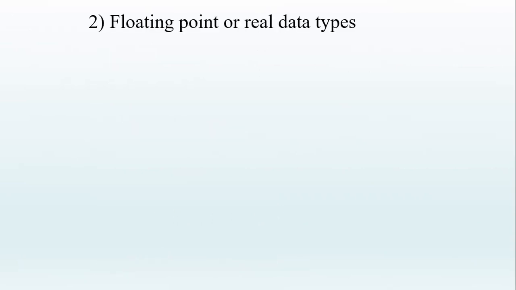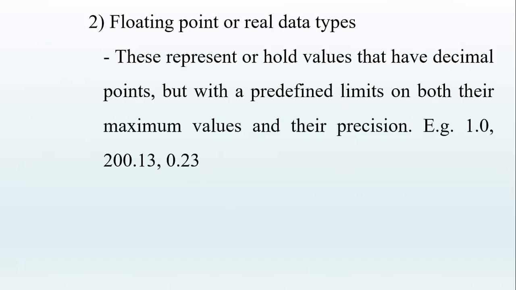Number 2 is floating point or real data types. These represent or hold the values that have decimal points or fractional parts, but with a predefined limits on both their maximum values and their precision. An example is 1.0, 200.13, or 0.23.